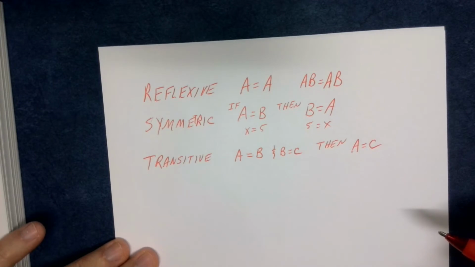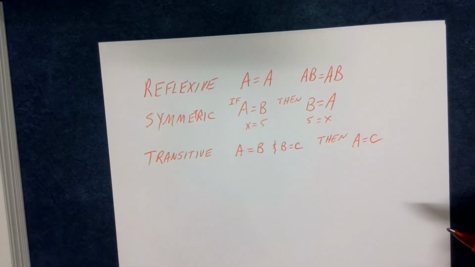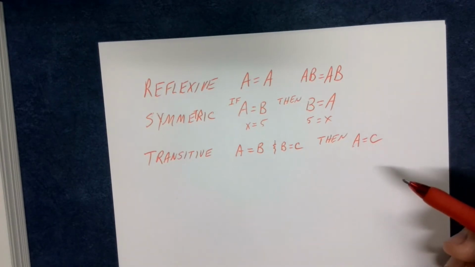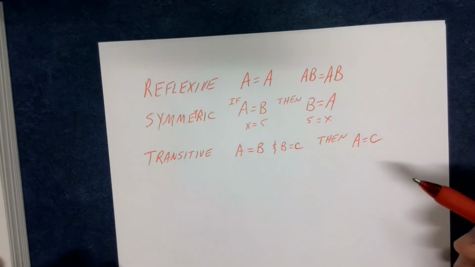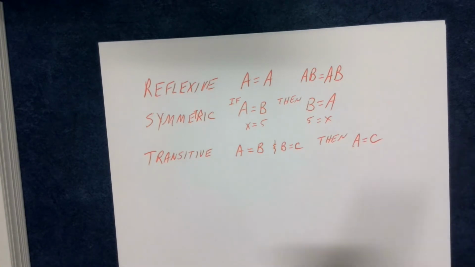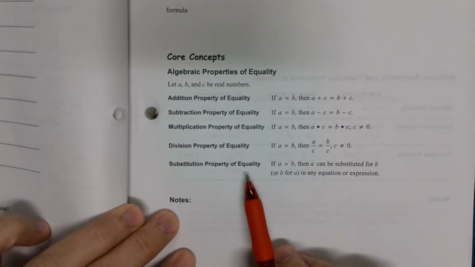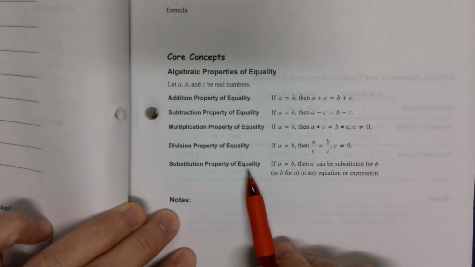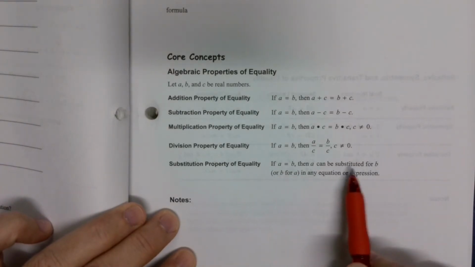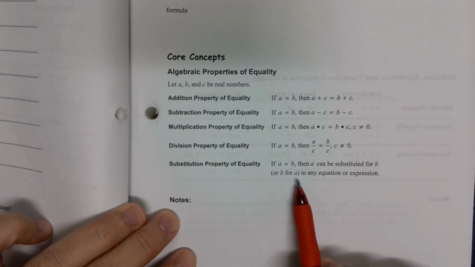Transitive property of equality. And that's what we're going to go through, is we're going to take a look at all of these properties, reflexive, symmetric, transitive. We're going to look at the addition property, subtraction property, multiplication property, all those ones. This one right here, substitution property of equality, we've already used that repeatedly in this class. If A is equal to B, then A can be substituted for B, or B for A in any equation or expression.